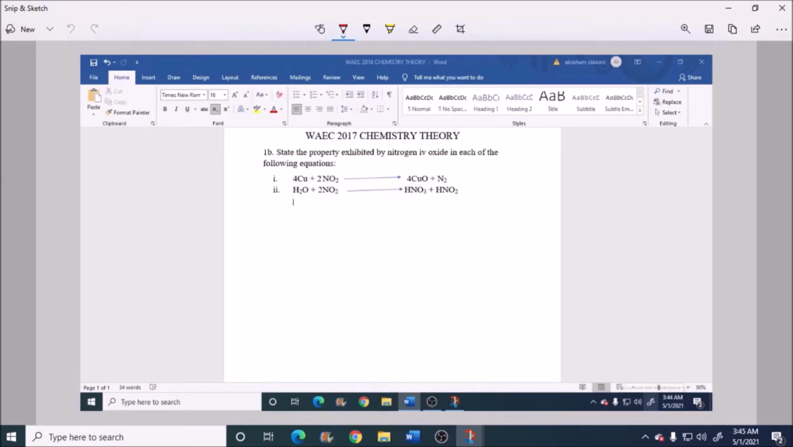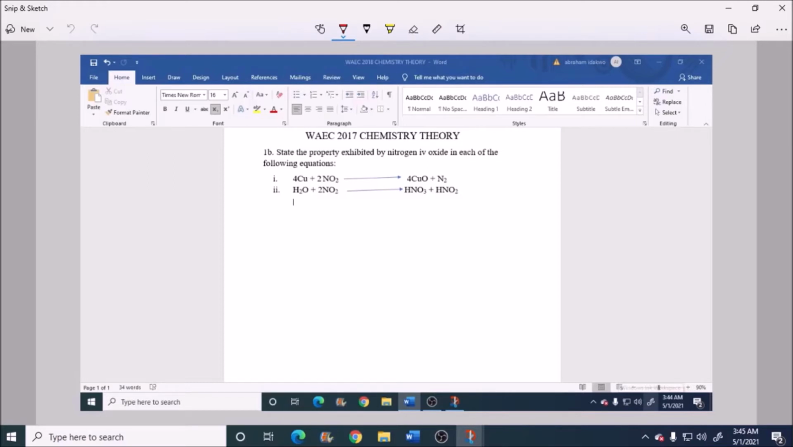Question 1b says, state the properties exhibited by nitrogen(IV) oxide in each of the following equations. Equation 1: 4 moles of copper reacted with 2 moles of nitrogen(IV) oxide, giving 4 moles of copper(II) oxide and nitrogen gas.